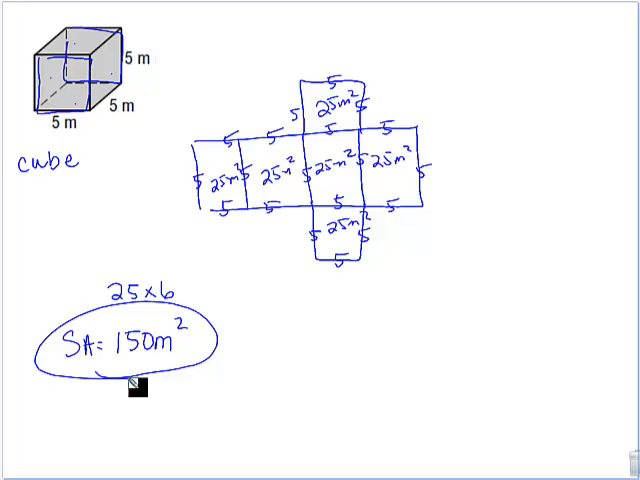SA stands for surface area. Do we have to put that? Our next section will be on surface area and volume, so it'd probably be good if you can distinguish the two of them. Okay. All right.